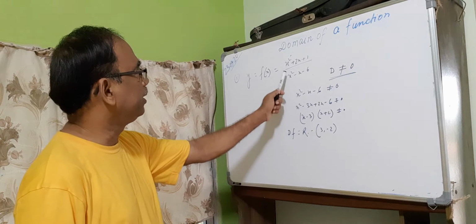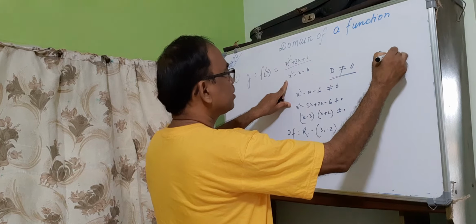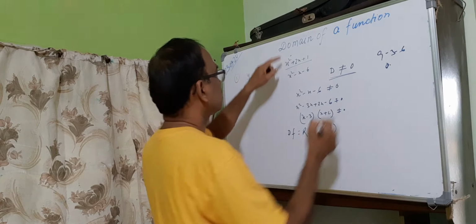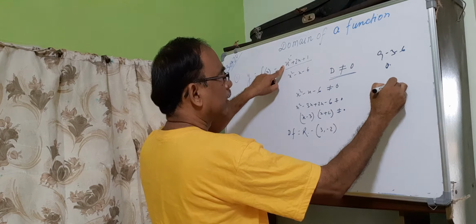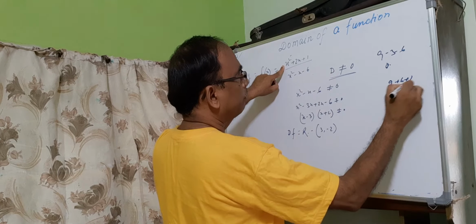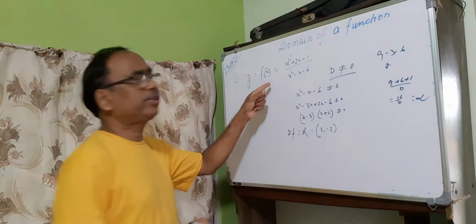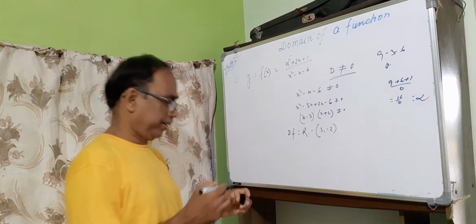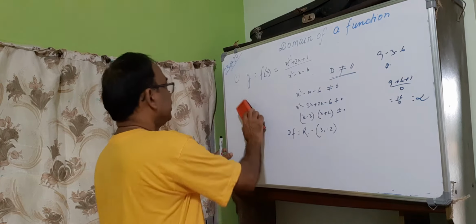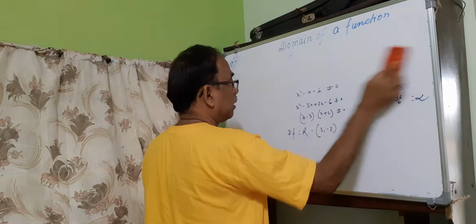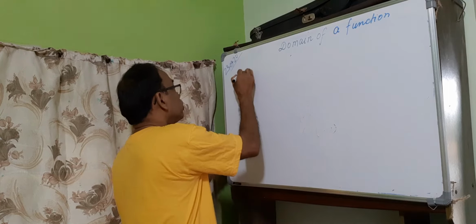If you write 3 here, this will be 0: 9 minus 3 minus 6, that is 0. Here is 9 plus 6 plus 1 by 0, that is 16 by 0, that is undefined. The function will be undefined. That's why domain of the function in this case is this. Next, sum number 2, question number 2.